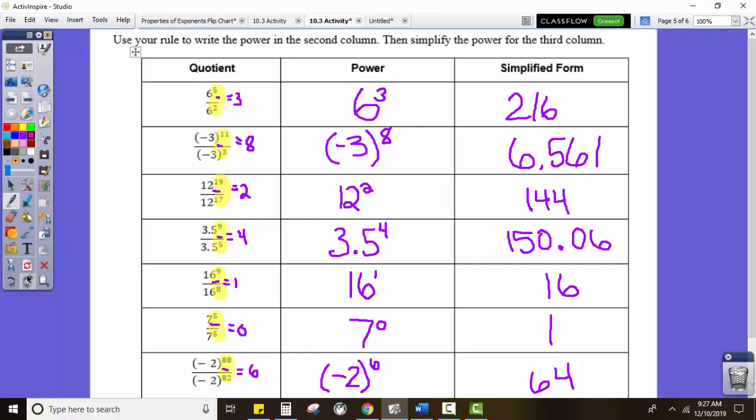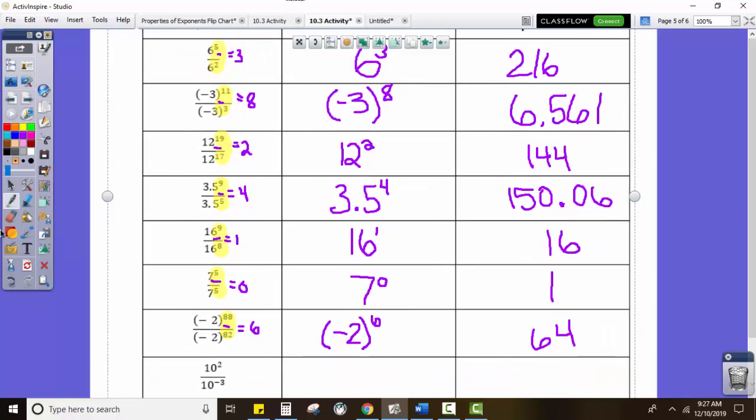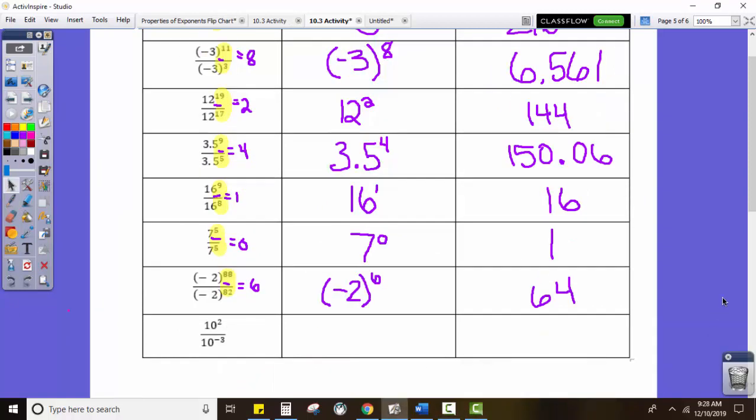And last one here. We have 10 to the 2nd divided by 10 to the -3rd. So this one might look a little bit different, and you should notice that there's a -3 for an exponent, and it's in the denominator. So it's going to work the same way though. Look at the exponents, 2 and -3, and you're going to subtract them. Be careful though when you subtract on this one.